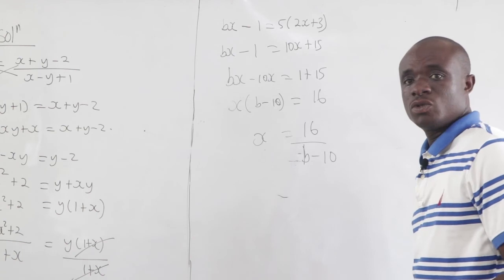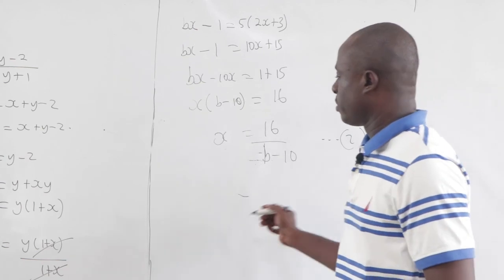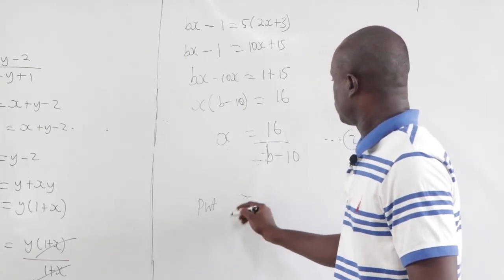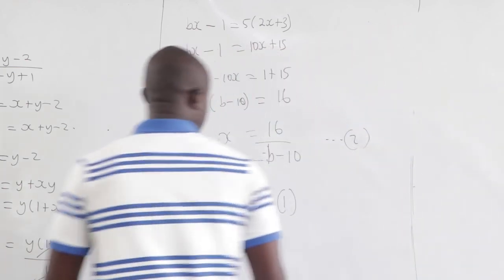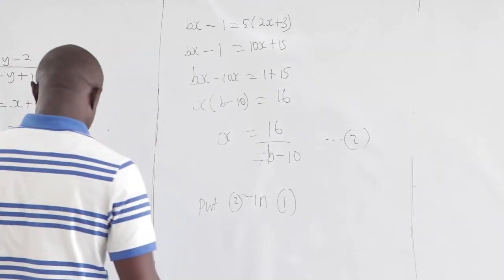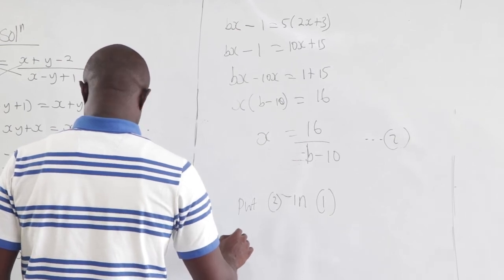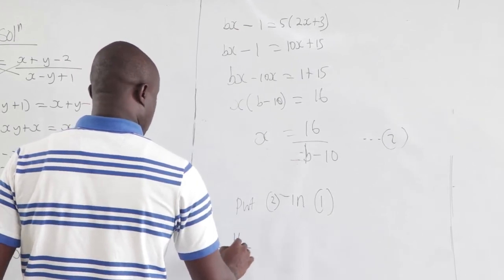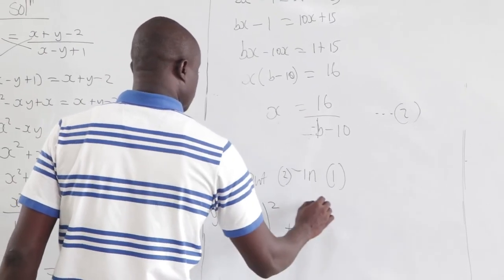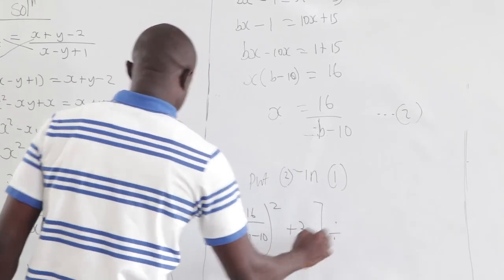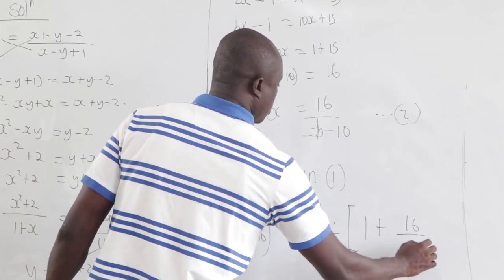Now the question says that we should express y in terms of b. So this is equation 2. Clearly you can say, let's put 2 in 1. So wherever I see x, I'll put 16 over b minus 10. So y is the numerator, x squared plus 2, so (16 all over b minus 10) all squared plus 2. This is the numerator divided by the denominator, which is 1 plus x, which is 1 plus 16 all over b minus 10.